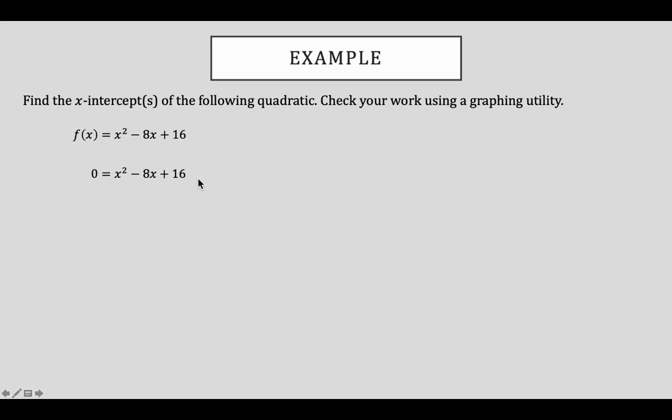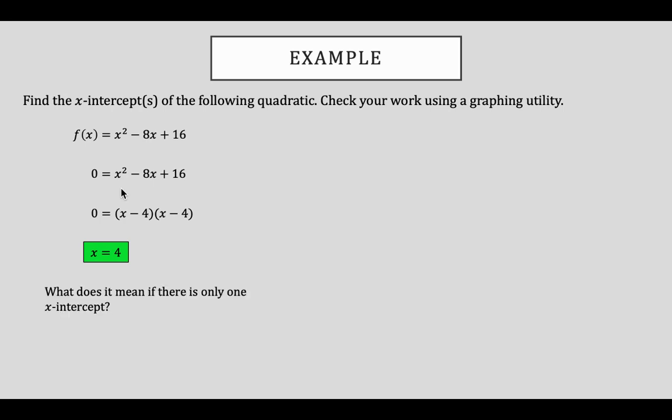Well, here we have a quadratic equation, and you guys already know that to solve for zeros of a quadratic equation, we need to think about factoring. All right, so what does this quadratic factor into? Well, we get 0 is equal to (x minus 4) times (x minus 4), which tells us what's our x-intercept? x is equal to 4.